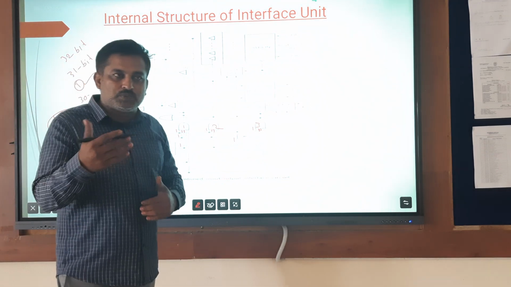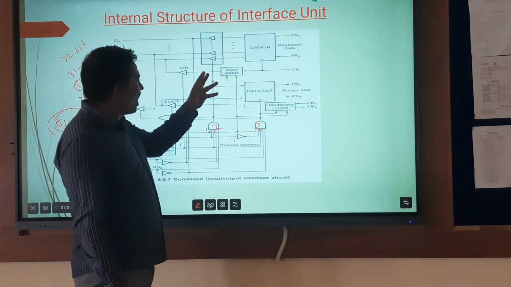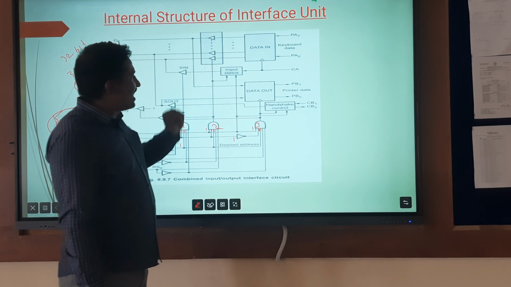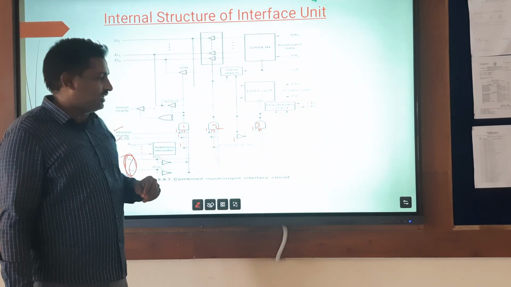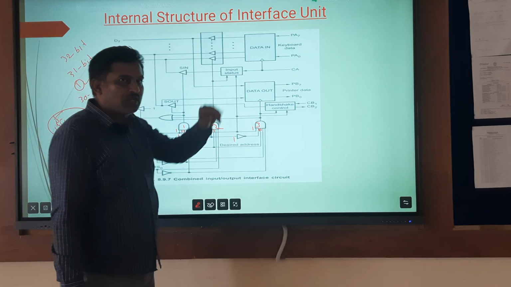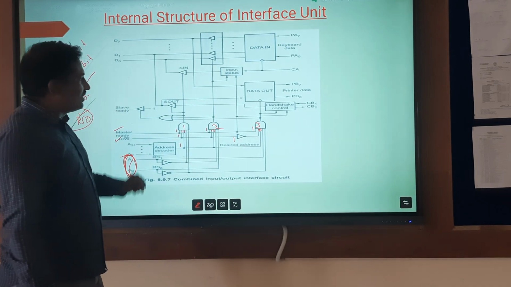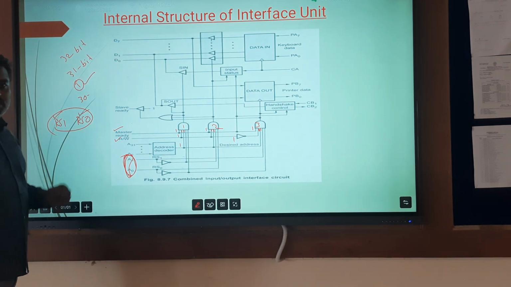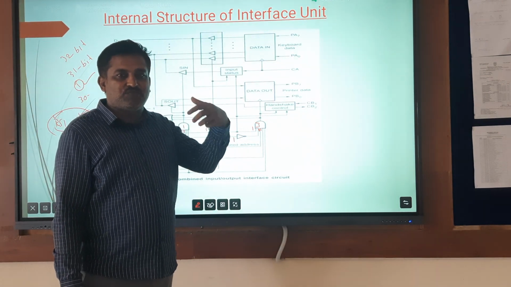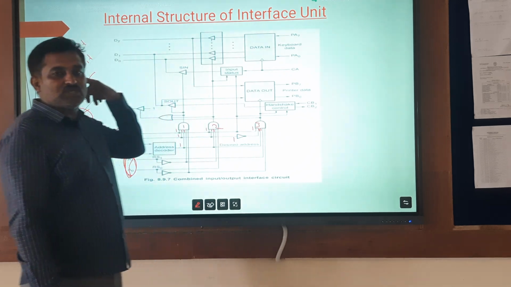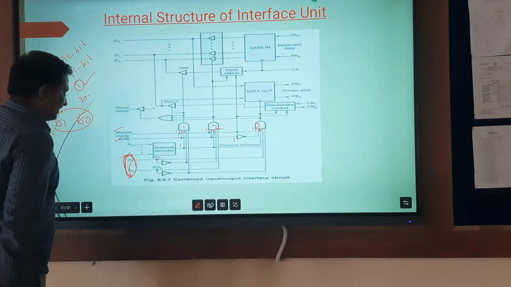In case of input operation, that is read operation, the registers to be selected are the data in register and the S in register. In case of output operation, the data out register and the S out register should be selected. With the help of that, the processor identifies what type of operation is going to be performed. So these two bits are like that.